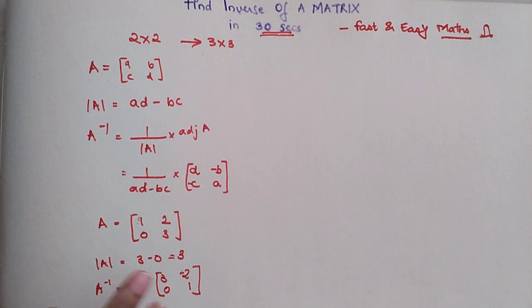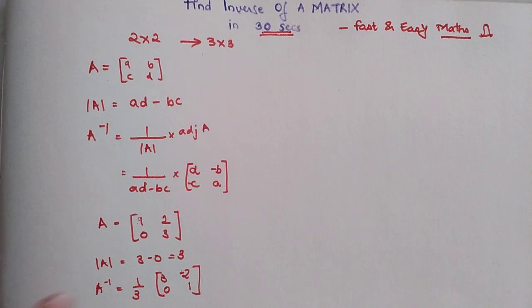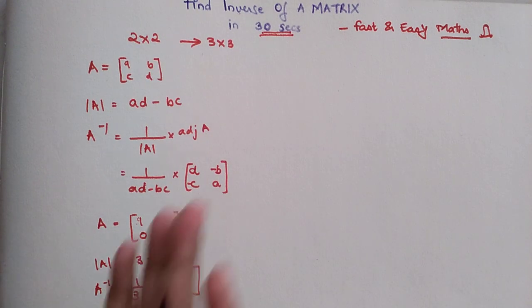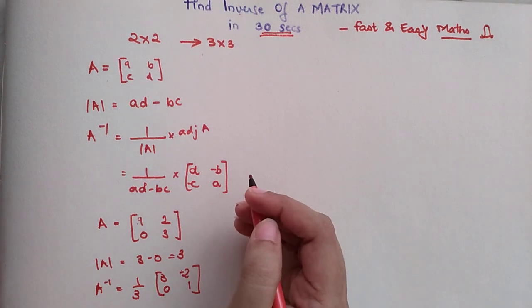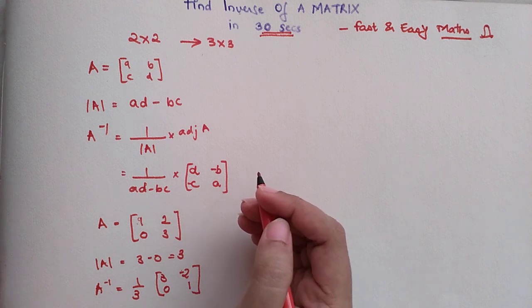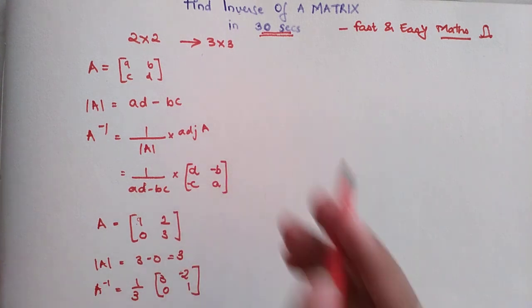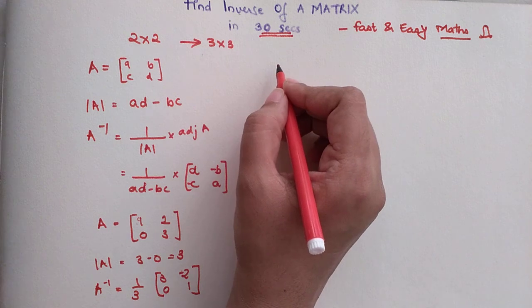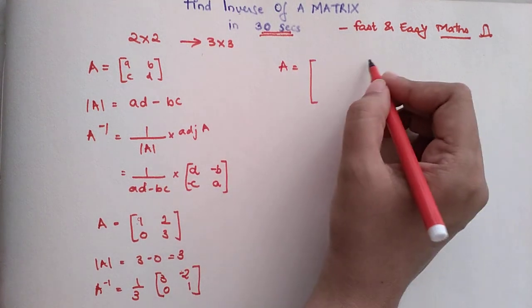Now students, you must be wondering that in 2 by 2 it is okay to find. But the problem is that most of your sums which carry the higher weightage are of 3 by 3 matrix. So what will you do in that case? I'm going to show you a method which will definitely help you to find the inverse in less than 30 seconds.